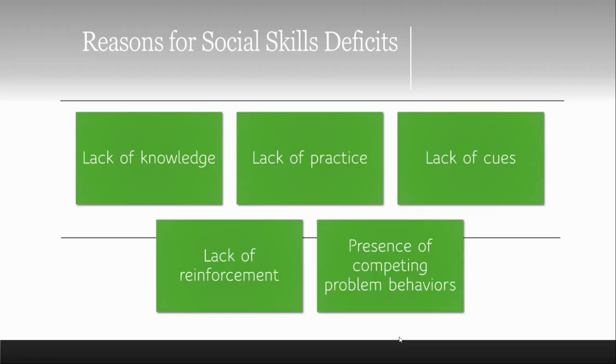So there are many reasons for students to have social skills deficits. One reason could be a lack of knowledge, meaning they have never been taught that social skill, they've never learned that social skill, and so they have a lack of knowledge about how to demonstrate that skill. It could be because of a lack of practice. That student has been taught that skill, but has not had the opportunity to become fluent and move through those phases of learning because they have not had adequate practice or the opportunity to practice demonstrating that skill.